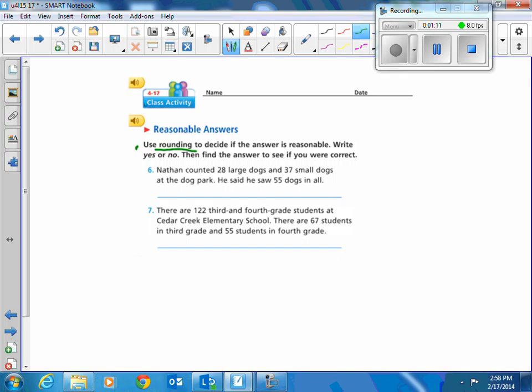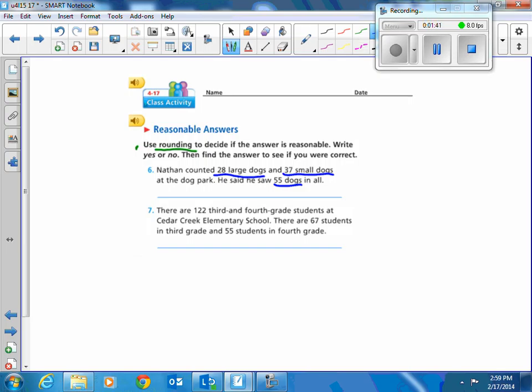It is a story problem, and then underline important information. Nathan counted 28 large dogs and 37 small dogs at the dog park. He said he saw 55 dogs in all. You ready? So Nathan counted how many? 28 large dogs and 37 small dogs at the dog park. He said he saw 55 dogs in all.